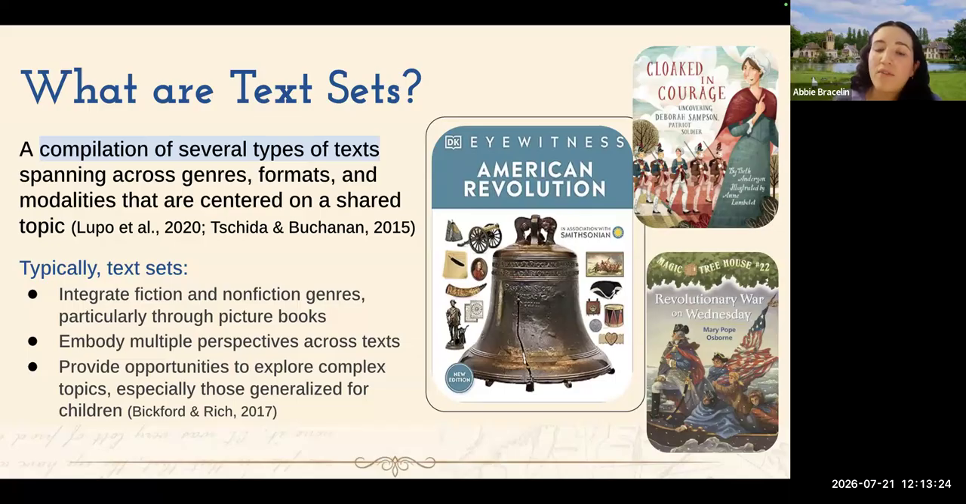And then I also have a chapter book. Maybe I'm reading this in small groups with my students, or in whole group, or reading it together. That's more word dense, so we might have more opportunities for phonics or vocabulary there. And then Cloaked in Courage would be my picture book. It's a little bit more illustration based, but it's not really fiction because it's based on a true story.